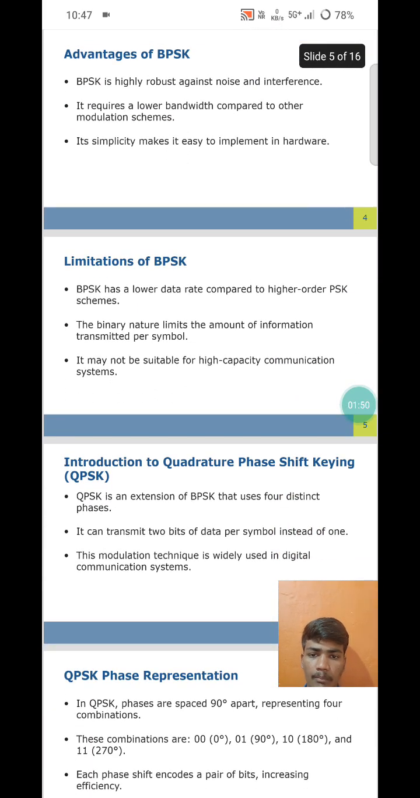Limitations of BPSK. BPSK has lower data rate compared to higher order PSK schemes. The binary nature limits the amount of information transmitted per symbol. It may not be suitable for high capacity communication systems.